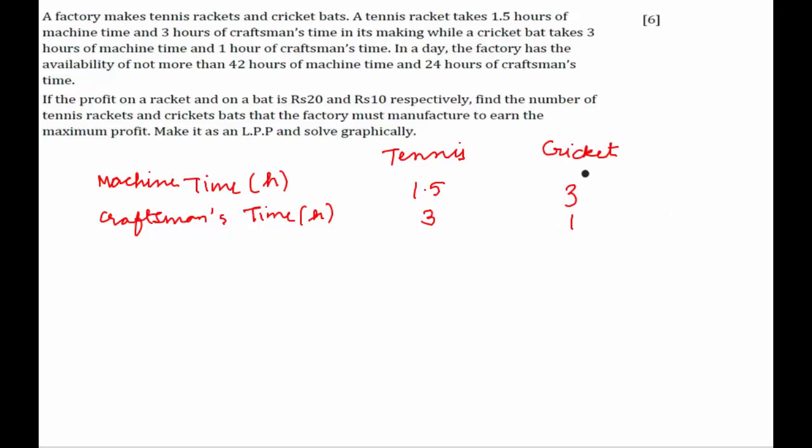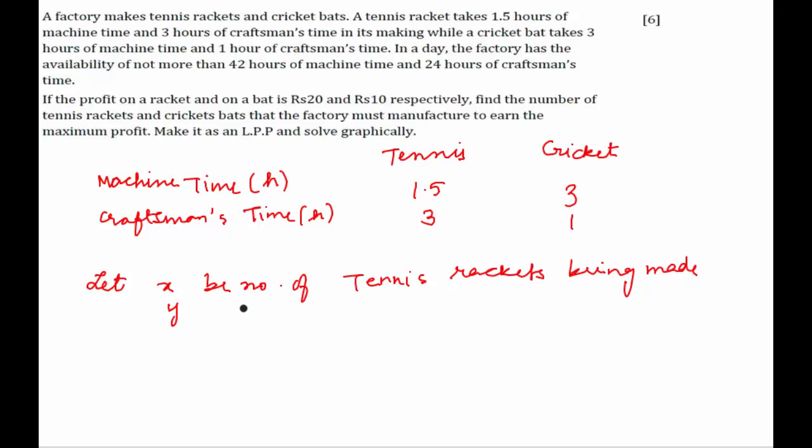So now we say in a day the factory has the availability of not more than 42 hours of machine time and 24 hours of craftsman time. So first of all, let X be the number of tennis rackets being made by the factory, and for cricket bats let the number be equal to Y.